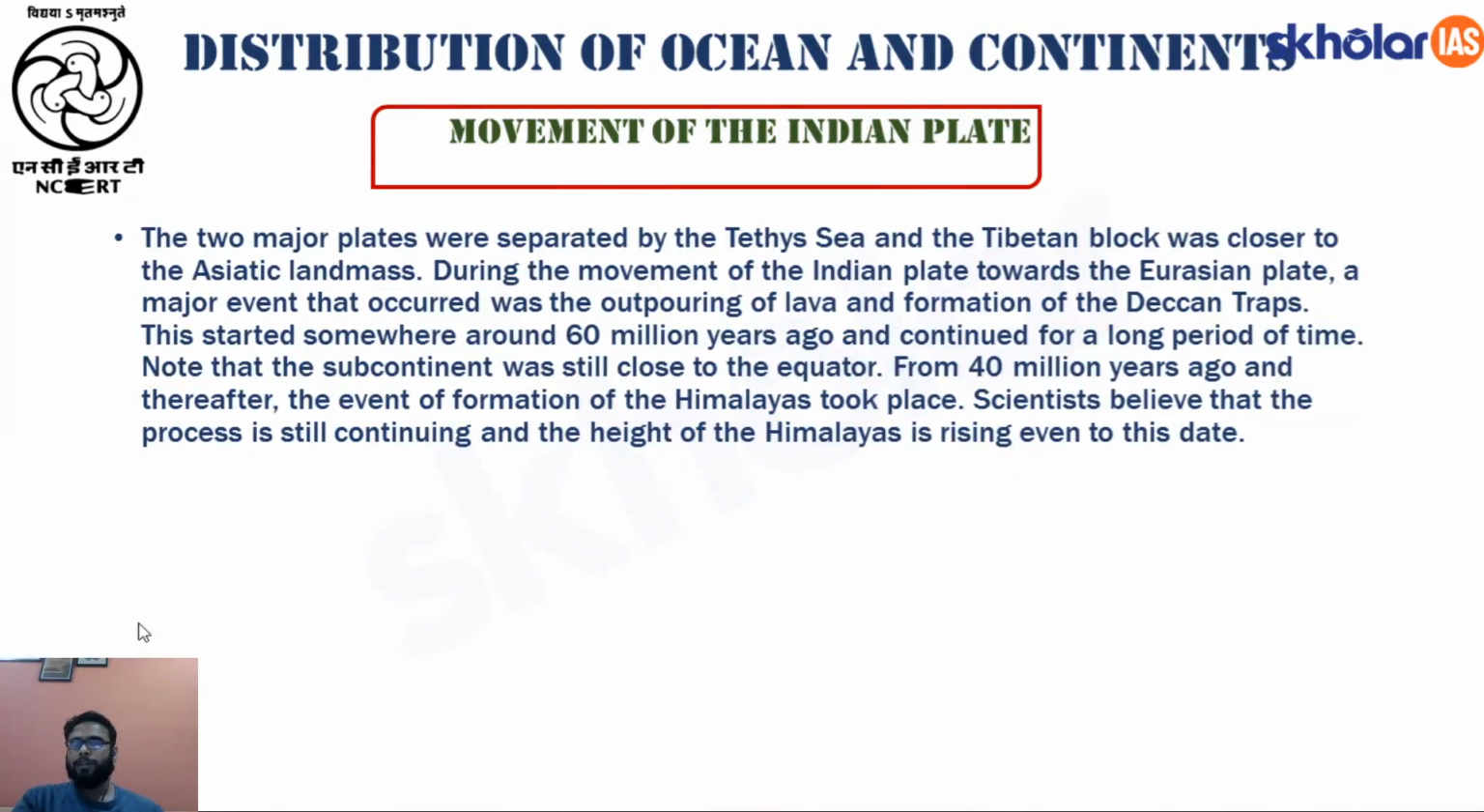Alright, next point, the two major plates were separated by the Tethys Sea, like we have already seen in the diagram, and the Tibetan block was closer to the Asiatic landmass. During the movement of the Indian plate towards the Eurasian plate, a major event that occurred was outpouring of lava and formation of the Deccan Trap. So basically what happened, this is the Indian plate.